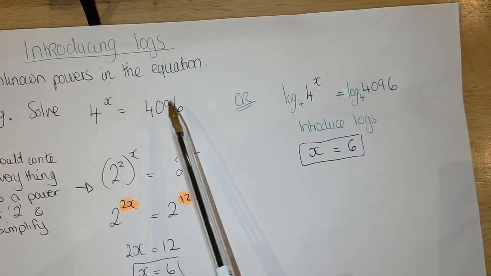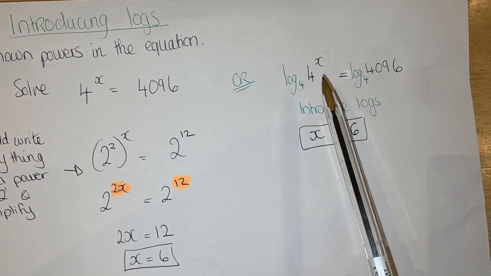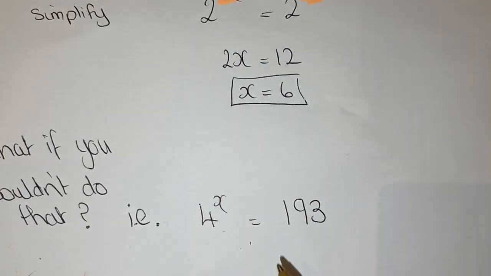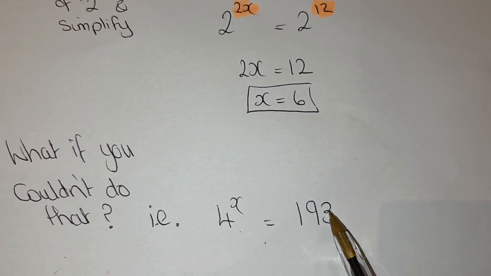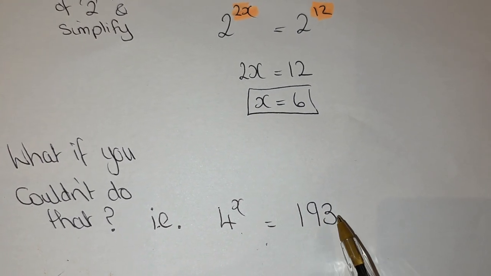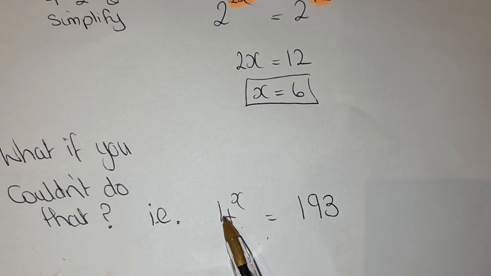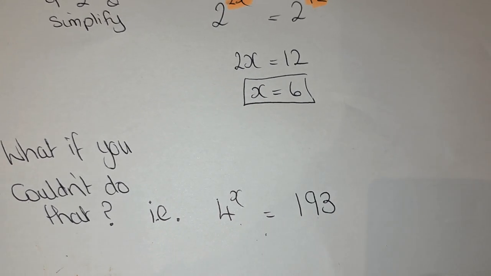of solving the previous equation. I could either use the indices method or I could use the logs method. The logs is quicker. With this one, you can only use the logs method because I can't write 193 as a power of 4 or I can't write it as a power of 2. Whereas I can write 4 as a power of 2, but if you can't do it to both, there's no point.